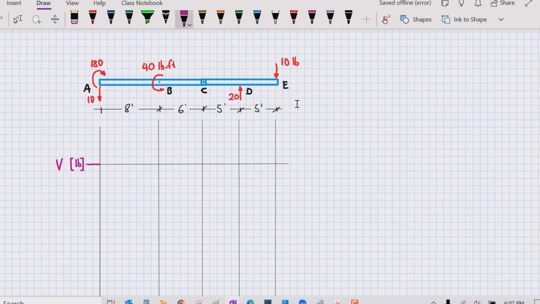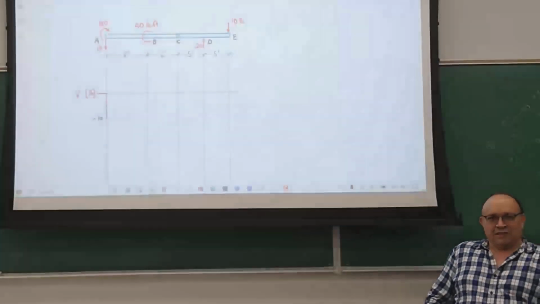So I have to put some markings here. Let's do 2, 4, 6, 8, 10, minus 10. So this goes down minus 10. Remember, I want to hear everybody whistling during the exam, so I know that you are doing it yourself, not copying your partner.